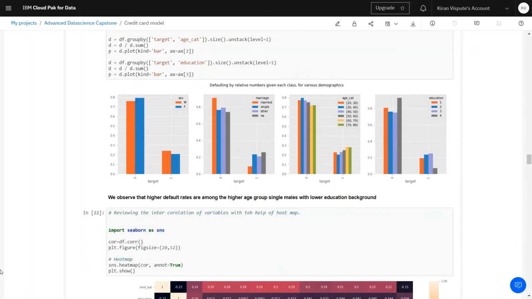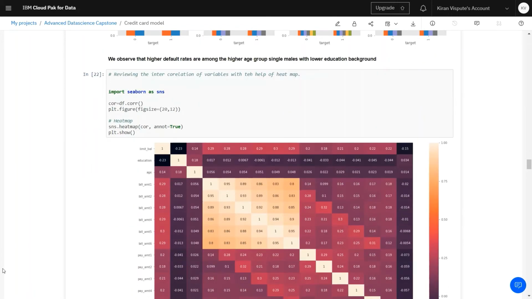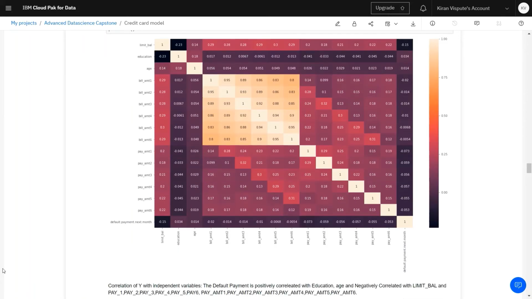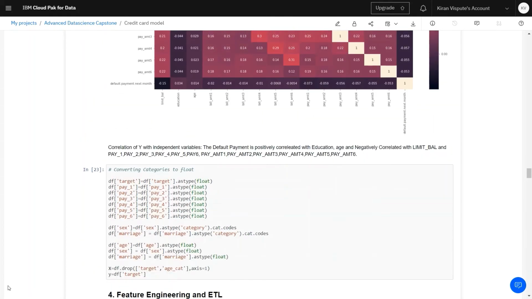A further insight into data visualization can be provided with the help of a Seaborn plot, that is a correlation matrix. If we see here, the default payment is positively correlated with education and age, and negatively correlated with the limit balances and the payment terms that the customer has made. So moving ahead, we have the feature engineering terms and the ETL.